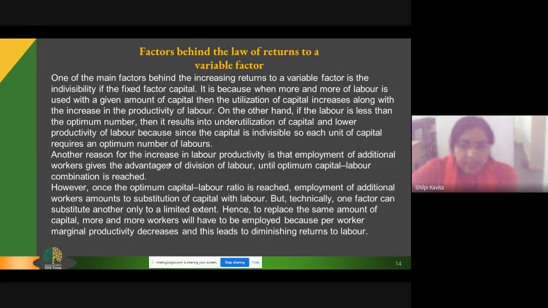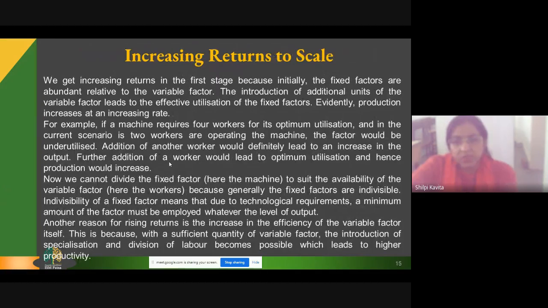And if we look at increasing returns separately, we see that in the initial stage, the fixed factors are abundant relative to the variable factor. In the example I have just given, 100 acres of land are there, only 100 laborers are there, and they are cultivating only 50 acres of land. So the fixed factors are abundant relative to the variable factor. With the introduction of additional units of variable factor, it will lead to effective utilization of the fixed factor. Now, as we increase the number of laborers, from 100 to 150, 160, evidently production will increase at an increasing rate.